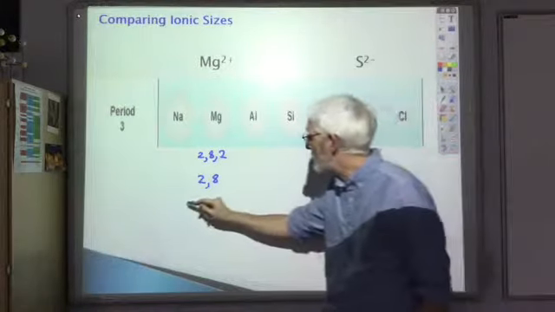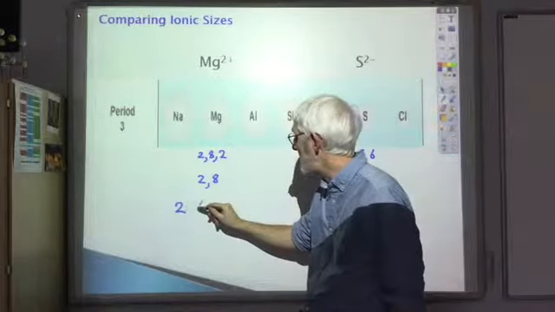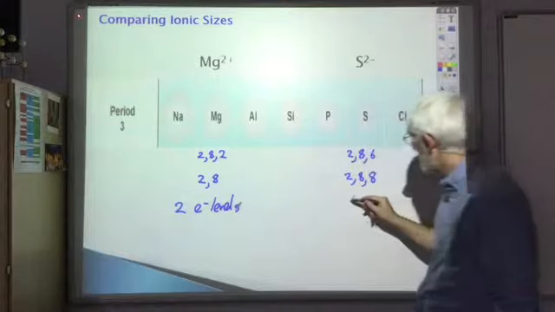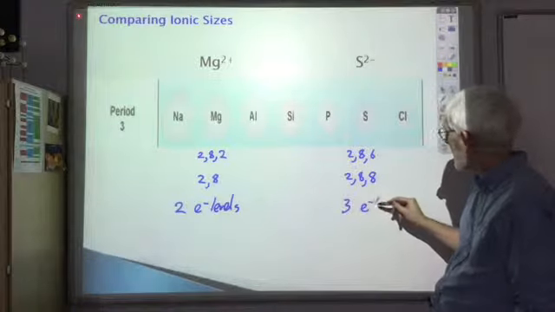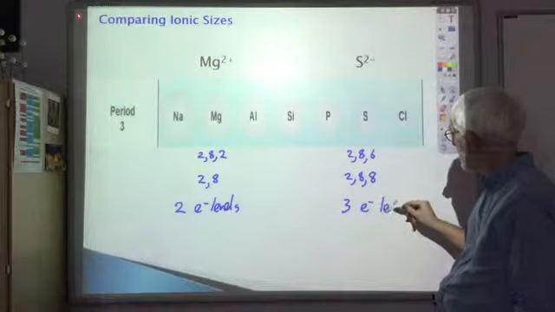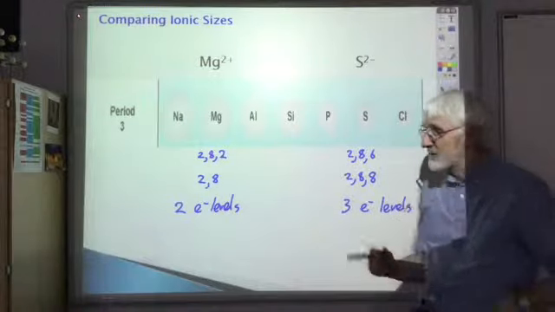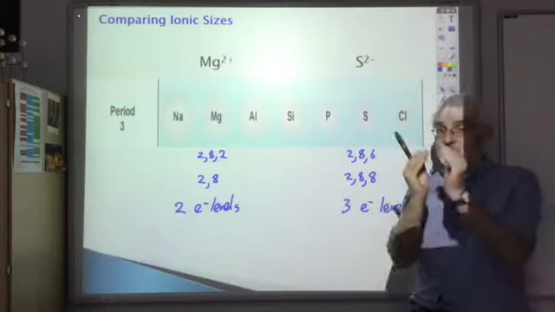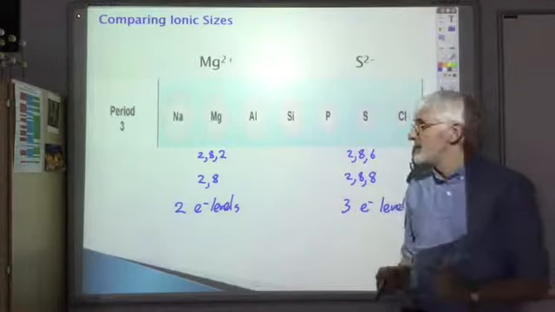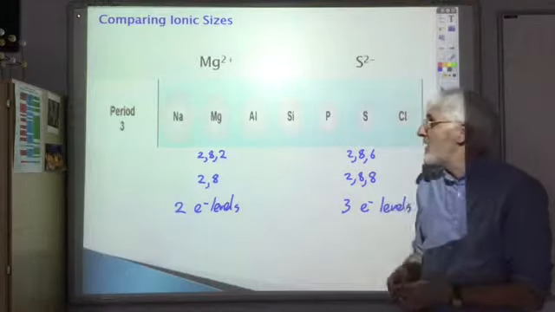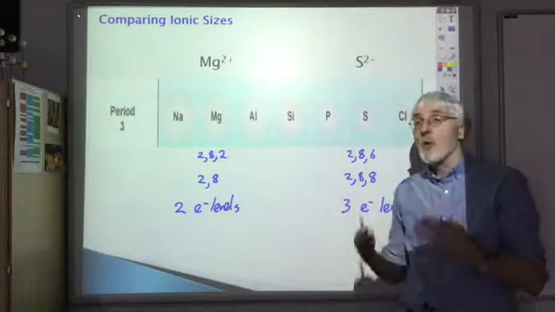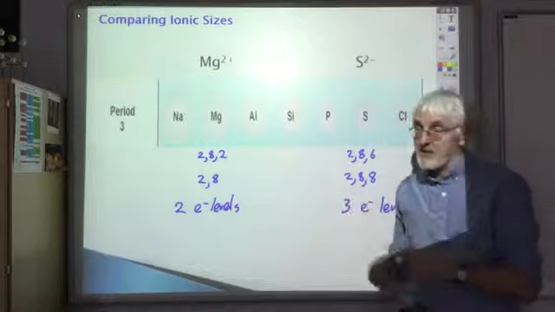So this has only got 2 occupied energy levels, whereas this has got 3 occupied electron energy levels. So because the sulfide ion has got 1, 2, 3, it'll be bigger than magnesium, which only has 1, 2. So if you're asked about ionic size, work out the electron arrangement of the ion, and you usually find one's got more energy levels than the other.